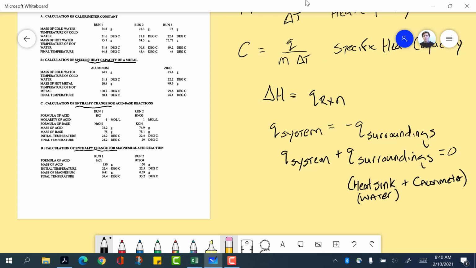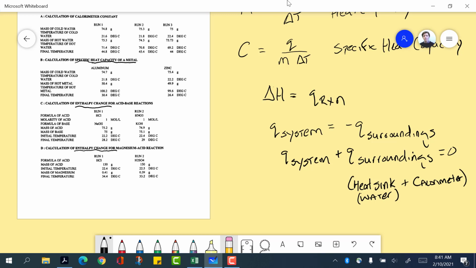So the first thing that they have you do is calculate the heat capacity of the calorimeter, how much heat gets lost to the calorimeter, and that's what they're doing in part A. They determine the calorimeter constant, and the calorimeter constant is the heat capacity of the calorimeter. So that's what we have to find first, and they're actually going to do that 3 times.